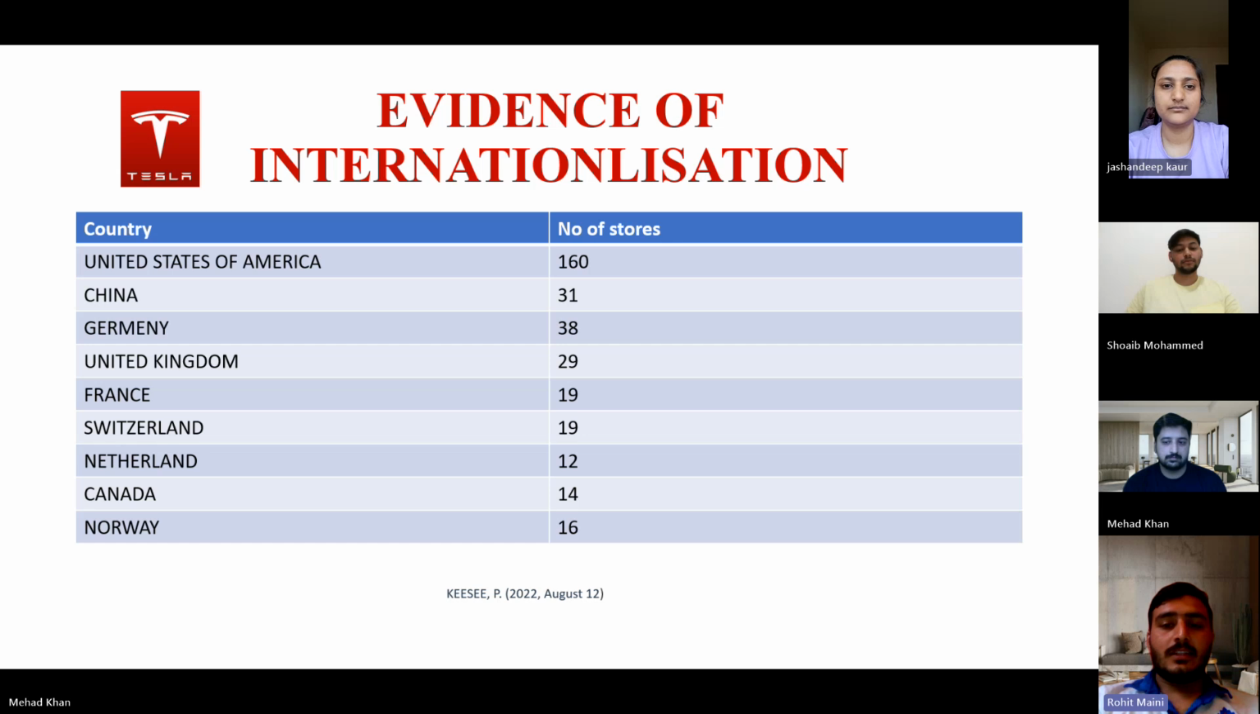Tesla internationalized in different developed countries. It has 160 stores in the United States of America, 31 stores in China, and 38 stores in Germany. Moreover, it has 29 stores in the United Kingdom, 19 in France, 19 in Switzerland, 12 in the Netherlands, 14 in Canada and 16 in Norway. The total is 338 stores right now, and 100 are service centers, a total of 438 in just over a decade, which tells us it spread very fast. Come on to the next slide.